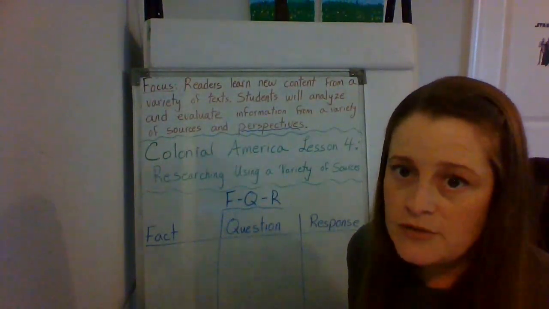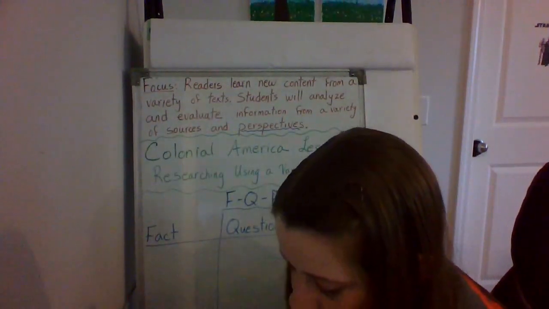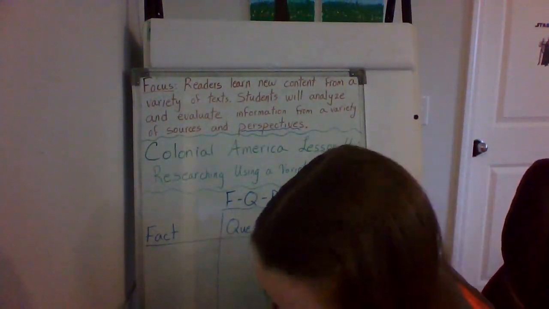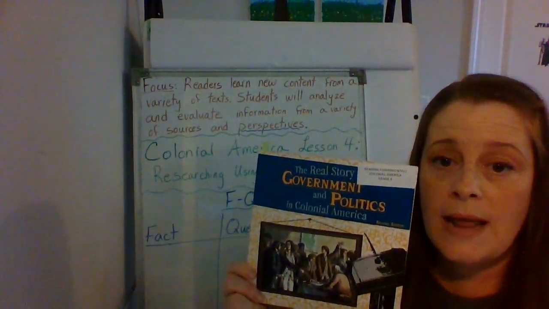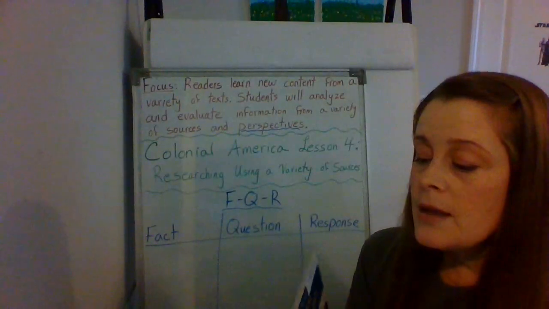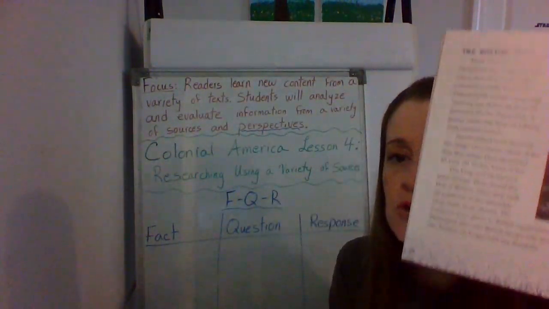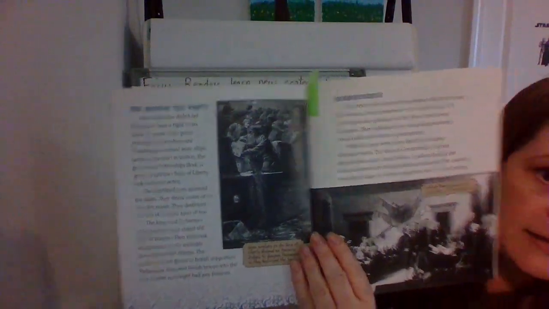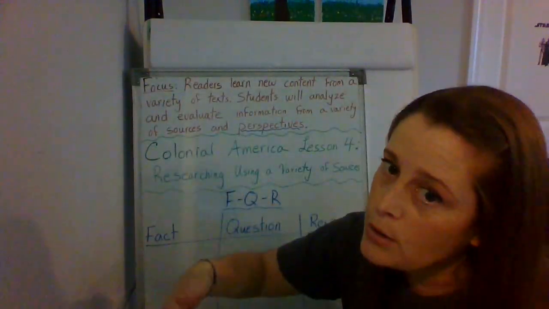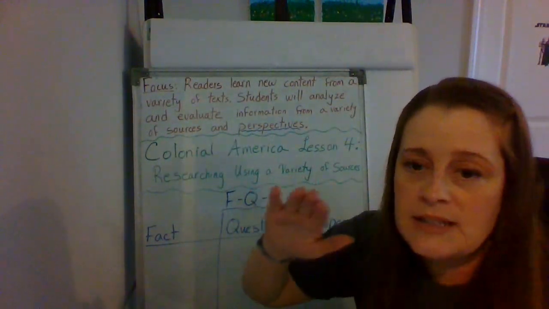So we've looked at a variety of sources, different books, articles. Yesterday, you looked at, let me get the book. You looked at The Real Story of Government and Politics of Colonial America. You read through this, and we're not going to read through it today, but I just want to remind you of one part you read yesterday, which was the Boston Tea Party. And you learned how the Boston Tea Party, people were tired of being taxed. They took the tea, they threw it over the boat. It caused a really big problem, especially for people who were on different sides.